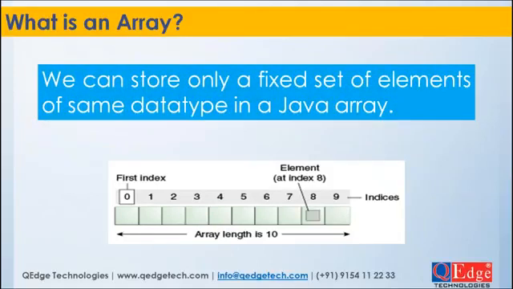And do remember, while defining an array, you have to mention how many values you want to store into the array. We can store only a fixed set of elements, like 4, 10, that you have to define while declaring an array. While declaring an array, you must specify how many values you want to store in it, because arrays are fixed size.